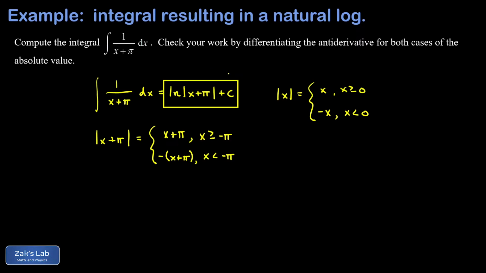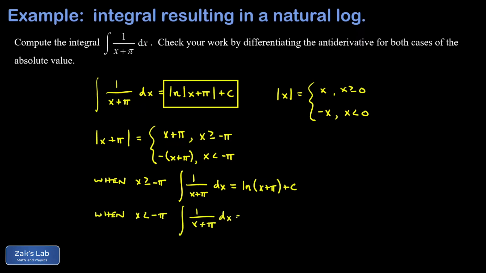So to find the derivative of our antiderivative here, we have to split into these two cases, and we say when x is greater than or equal to negative pi, my antiderivative is simply the natural log of x plus pi, no absolute value bars, plus an arbitrary constant c. What about when x is less than negative pi? Well, the antiderivative is going to be the natural log of the negative of x plus pi, because x plus pi is negative and the absolute value multiplies by -1.